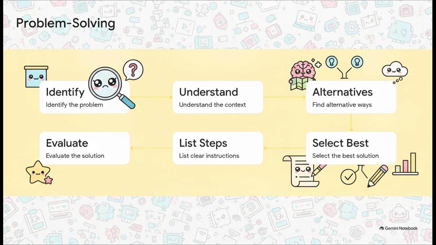Next, we figure out alternative ways to solve it and critically pick the absolute best way from those options. Only then do we list out the specific step-by-step instructions to actually execute that solution. And finally, we evaluate the result. Skipping any of these steps, like not truly understanding the problem or completely ignoring alternative solutions, almost always leads to a terrible decision and a lot of wasted time.